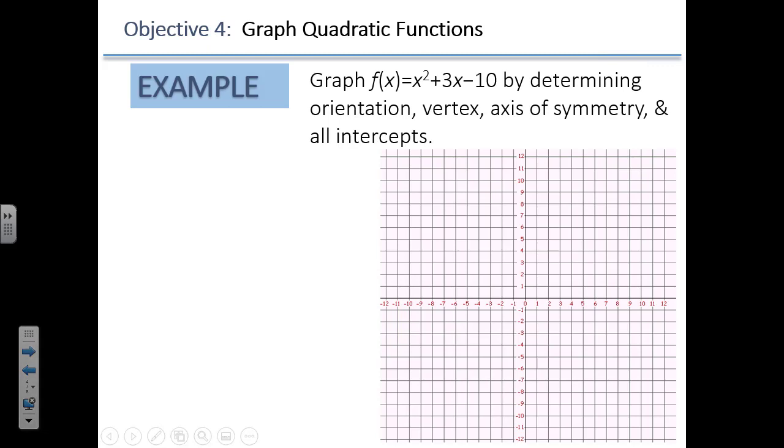Let's consider this function. f of x is equal to x squared plus 3x minus 10. Note here that based on the coefficients, we have a coefficient of 1 in front of that x squared, so we would say that a is 1, the b value here is 3, and the c value here is negative 10. So let's graph this by determining its orientation, its vertex, its axis of symmetry, and all of the intercepts.